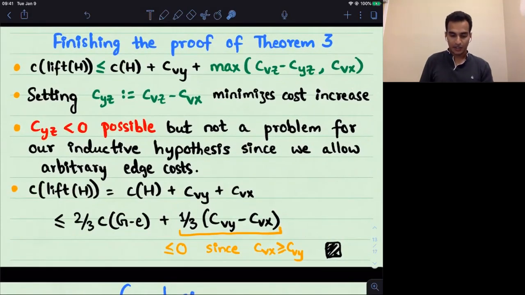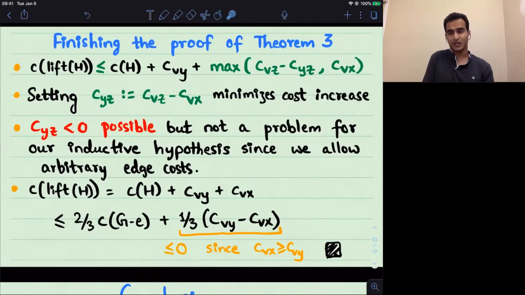Since we cannot be sure whether or not the dummy edge is included in the solution, we have to be prepared to pay for the worst case increase. So the cost of lift of H can be bounded by this quantity. If we set the cost of the dummy edge Yz to be the cost of Vz minus the cost of Vx, then it minimizes the increase in cost. Basically, it is a balancing act. We ensure that both these quantities are the same by this choice of cost.